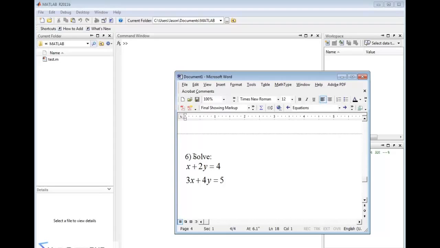But basically, the way you represent this as a matrix is you take what's on the left-hand side of the equal sign and put it in a matrix. So these coefficients, the 1 in front of the x, the 2 in front of the y, the 3 and the 4, you put in a matrix representing the left-hand side of the equation. And then you put the 4 and the 5, what's on the right-hand side of the equal sign, in a separate matrix. So basically you have two matrices. The left-hand side we're going to call the A matrix, and the right-hand side we're going to call the B matrix.